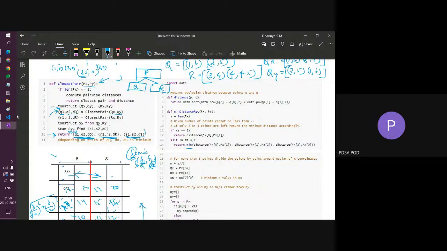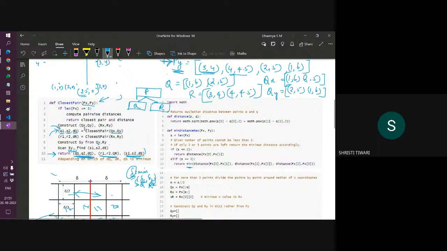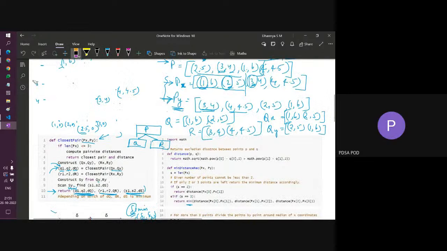Q1 and Q2 are from the left part, correct? Q itself, you are actually separating into left, right, and middle part, right? Whatever you're getting from that is coming to Q1, Q2, DQ. Okay, so DQ is the distance in the Q partition, and the points are Q1 and Q2. One second, let us just see it as a picture here.